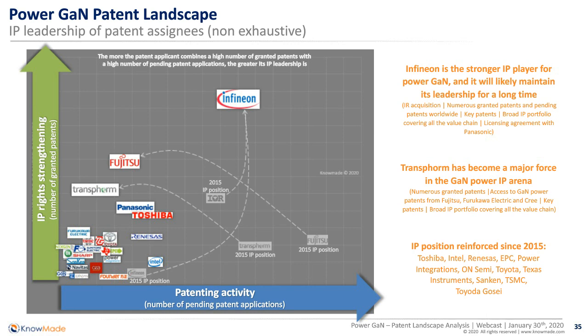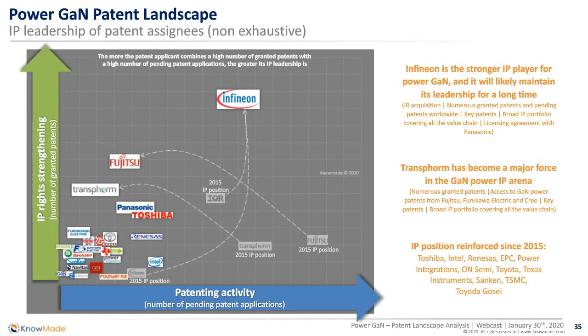This graph represents what we call IP leadership of main patent assignees. The vertical axis represents the number of granted patents, and the horizontal axis represents the number of pending patent applications. So in just a few years, Infineon and Transform have reached the strongest IP positions in the power GaN patent landscape. And today, this offers them the capability to limit the activity of competitors.